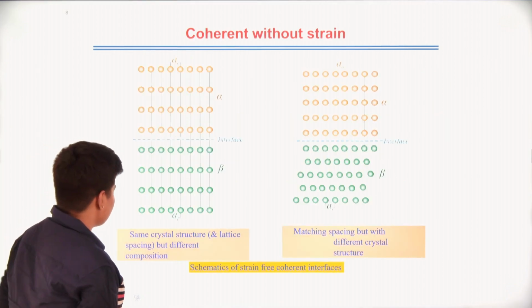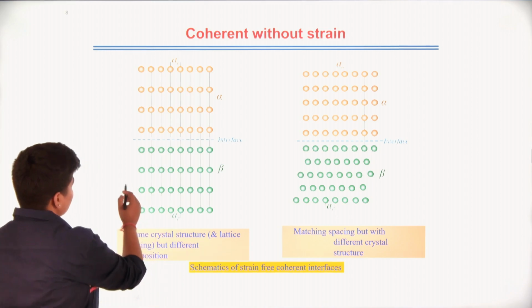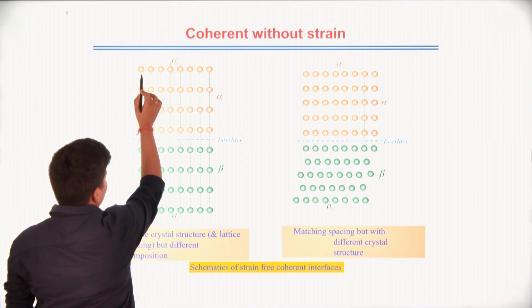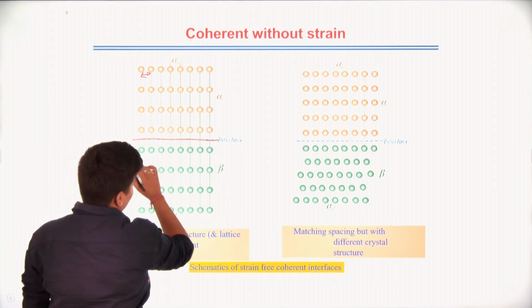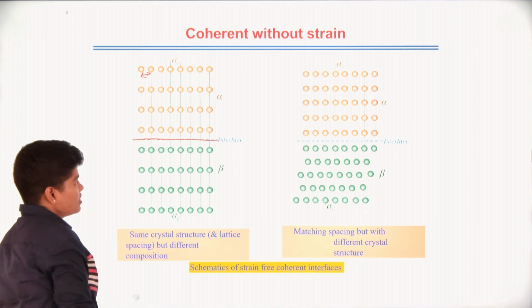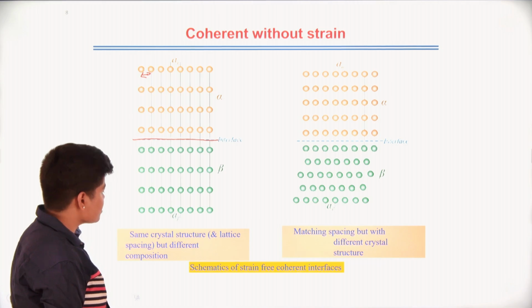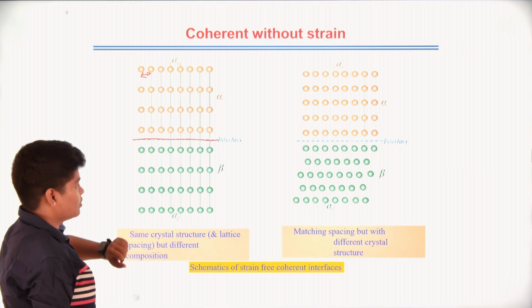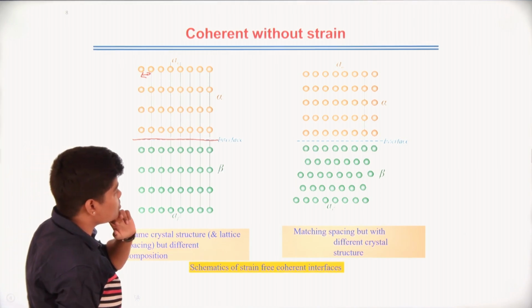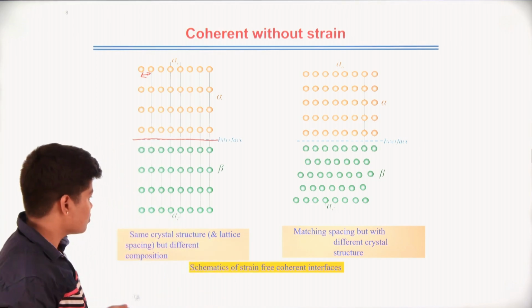Here we can see one type of coherent interface. See the lattice here: the lattice spacings are the same, and there is continuity across the lattice plane. So this is known as a coherent interface, but the composition here is different. This is the same crystal, but the composition is different.